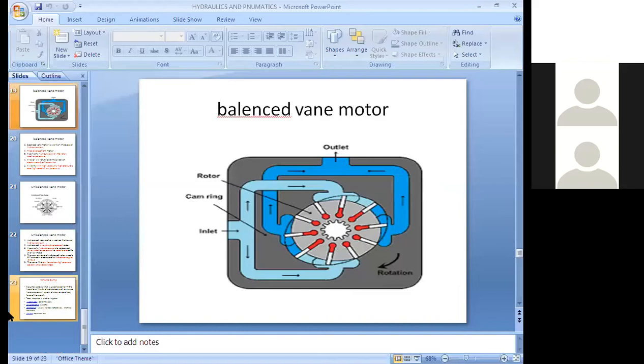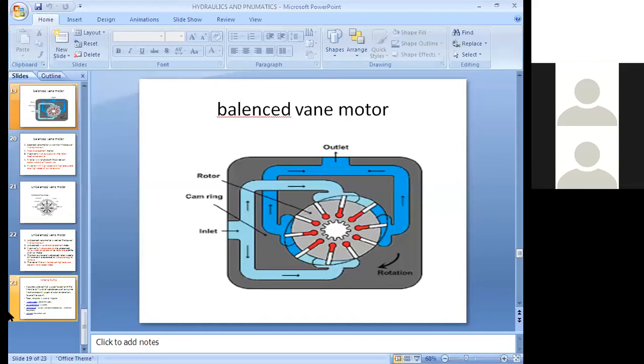So in the balanced vane motor, sorry for the disturbance. Here you can see two inlets and two outlets. The fluid enters from the inlet, and these two are connected to the outlets. Inside, you can see the rotor, and the parts are labeled. The rotor is there, and the cam ring is there. The cam ring is in the form of an ellipse, not a circle.